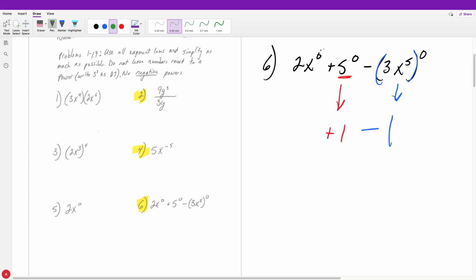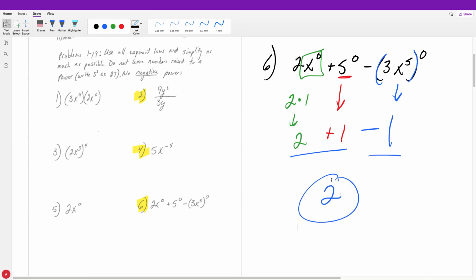And here, the only thing being raised to the power of 0 is x. So this is actually 2 times 1, which is going to give me 2. 2 plus 1 is 3, minus 1 is 2. So our final answer for that is 2.